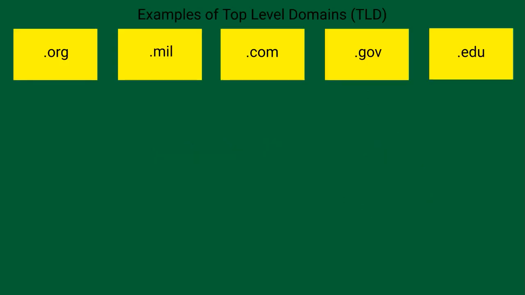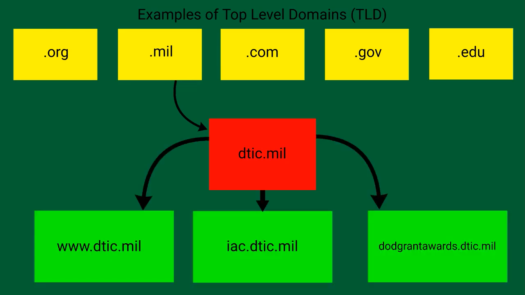Taking a quick look at how web addresses are structured can hopefully help you immediately identify fraudulent links. From our perspective, the top of this structure is referred to as the top-level domain, or TLD. This is a place where websites exist, and here are a few top-level domain examples. So looking a little closer, organizations, such as DTIC, for example, have a domain that exists within the .mil top-level domain. And then looking even closer, we find there are many subdomains at DTIC, such as www, IAC, or DoD grant awards, for example.